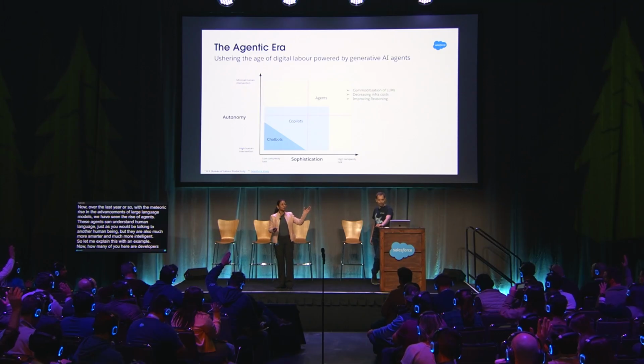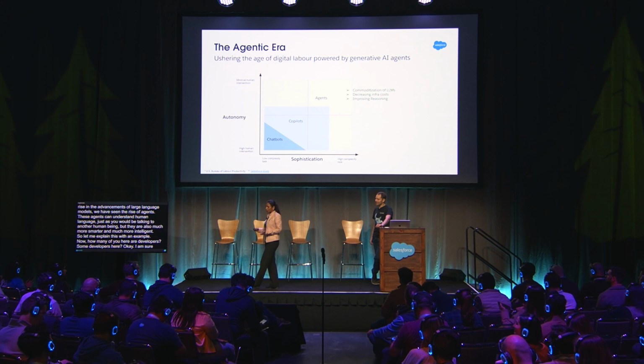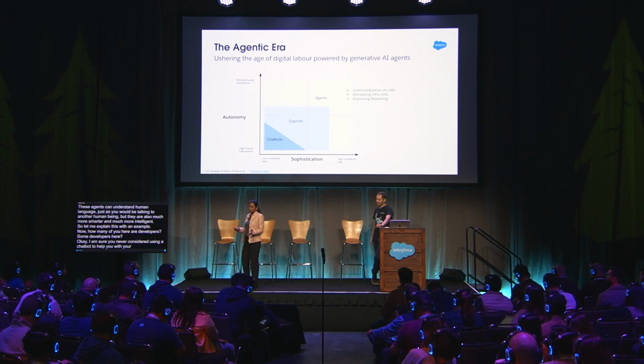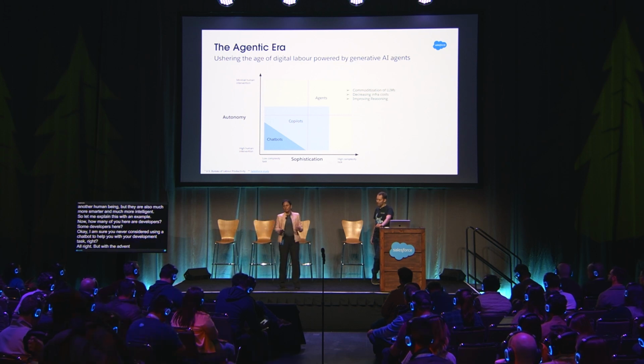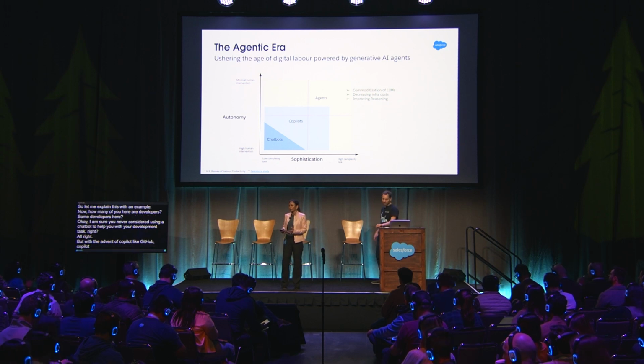Now, how many of you here are developers? Some developers here, okay. I am sure you never considered using a chatbot to help you with your development task, right? But with the advent of copilots like GitHub Copilot, Replit Ghostwriter, Cursor, etc., we have seen some useful copilots that you may have considered using or may already be using, because these copilots can provide you smart auto-suggest and auto-complete options for your code. They can help you with the debugging of your code. They can provide you useful insights in multiple languages, and so on and so forth.